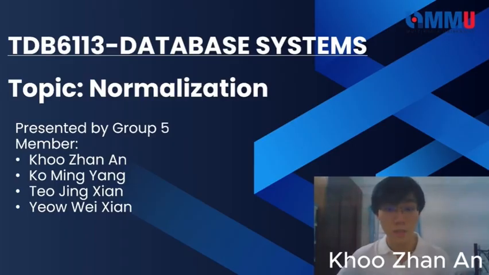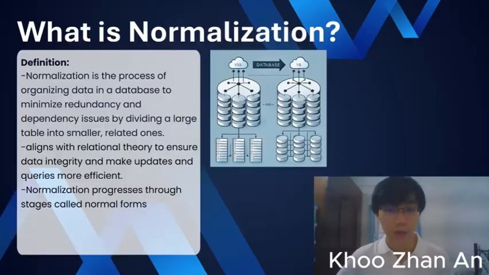Today we'll be discussing the topic of normalization. So what is normalization? Normalization is defined as the process of organizing data in a database to minimize redundancy and dependency issues by dividing a large table into smaller related ones. It aligns with relational theory to ensure data integrity and makes updates more efficient. Normalization progresses through stages called normal forms, such as 1NF, 2NF, 3NF, and so on.